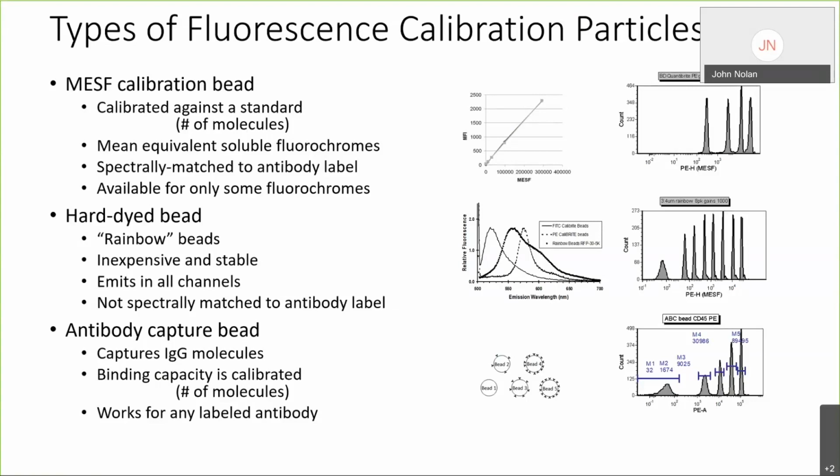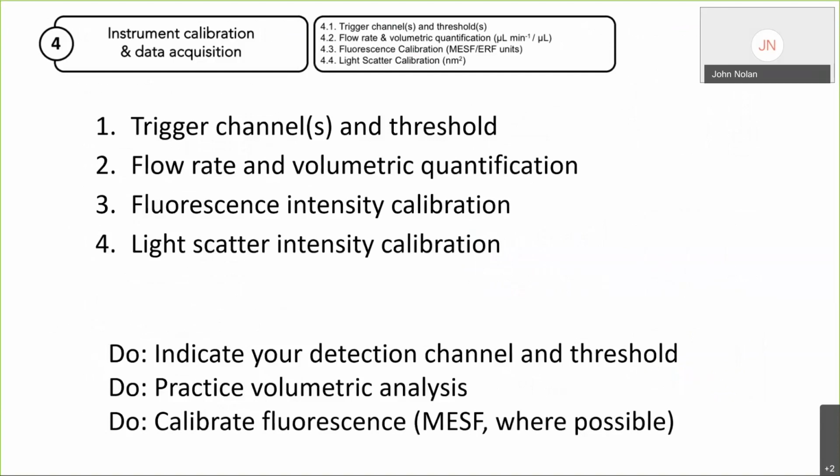If your core facility does not, you should go ask them. You're paying for it, and it's their job. So you should tell them you would like to run your samples on a calibrated instrument, and see what they say. There's fluorescence intensity calibration, which is a very important part of proper flow cytometry instrument operation.